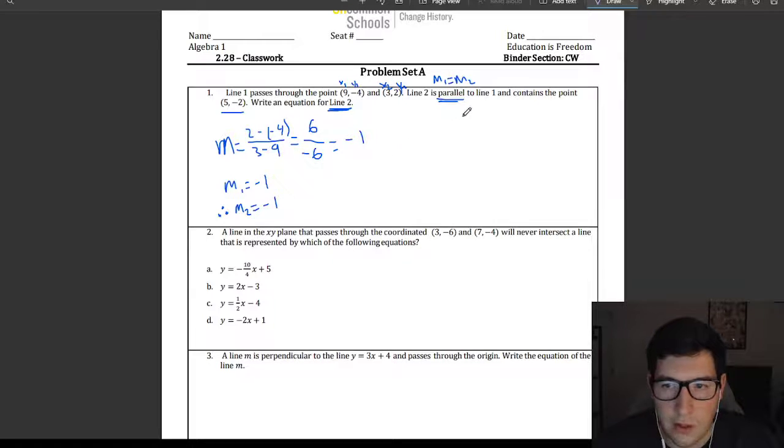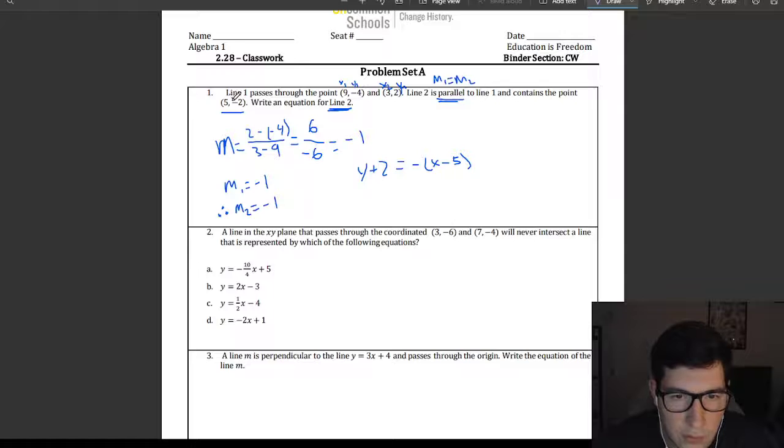And so to write line 2, I have my slope, perfect, but I also have a super specific point. So I have slope and point, so point-slope form. That's all I'm going to have to do. So I'm going to have that y plus 2 is equal to negative x minus 5. And again, this is a -2 here, so this needs to become a positive. But this is our line.